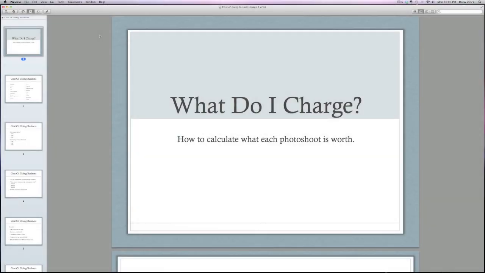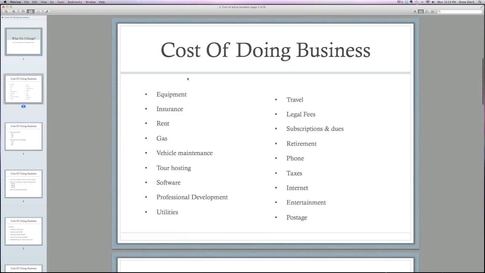My name is Drew Zink, and in today's episode, we're going to be talking about what do I charge? How do I calculate what each photo shoot is worth, or how to charge the proper amount of money so that I am making money and covering my expenses. Well, the way we figure this out is by figuring out the cost of doing business.